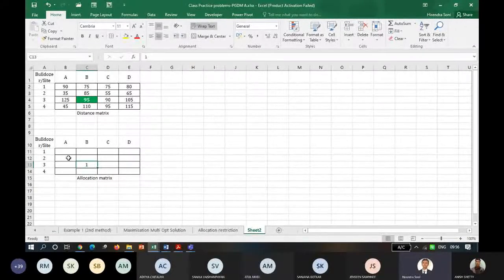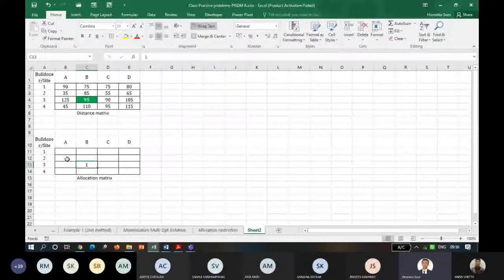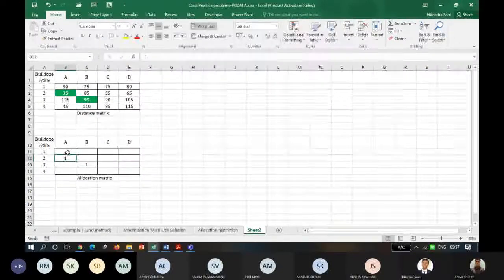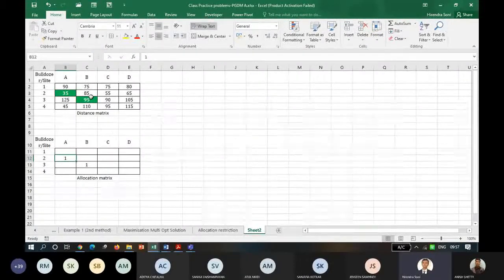Are we clear up to this? Yes, sir. Okay, now there is one more thing I need to find out: what is the total distance traveled by all the 4 bulldozers. If I mark this one here, that means 95. If I mark this one here, then 95 plus 35, correct? So I need the summation of that.